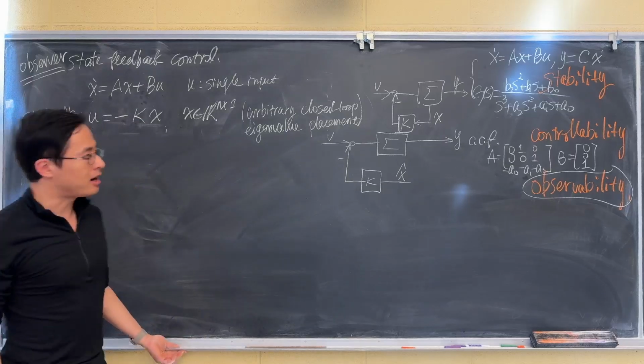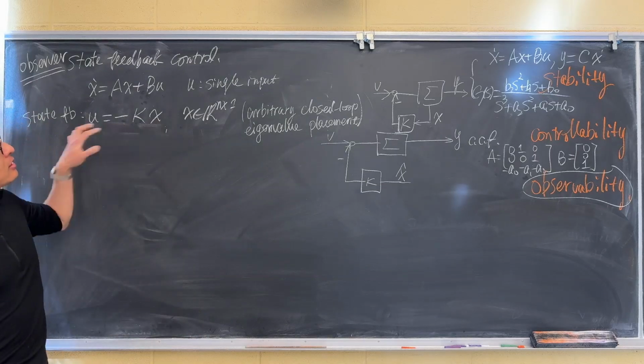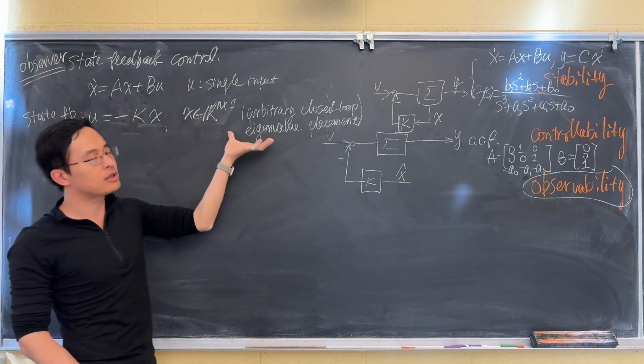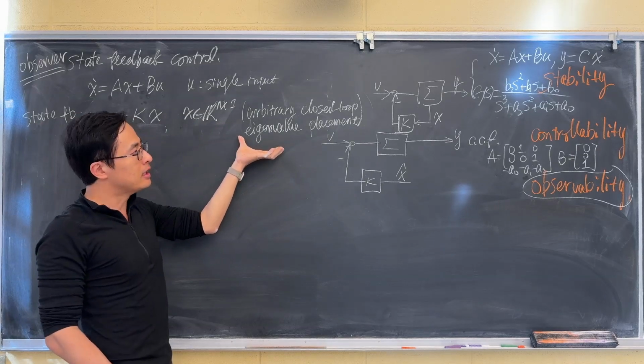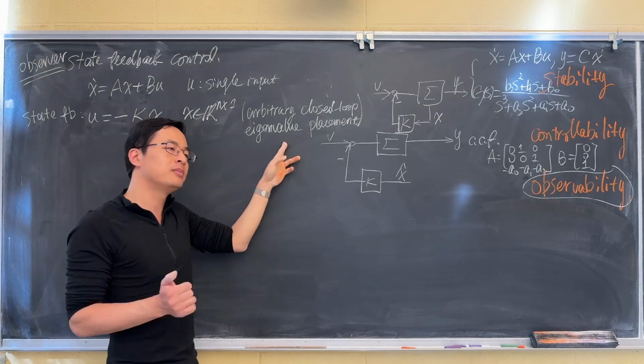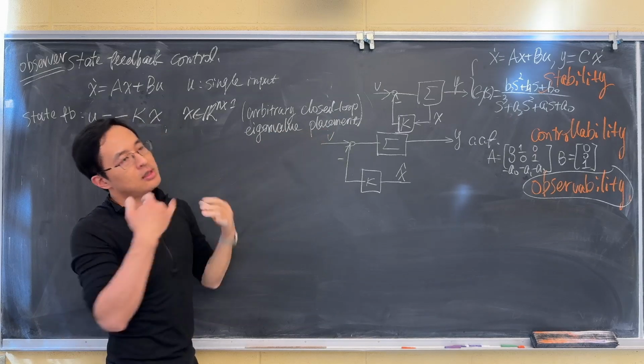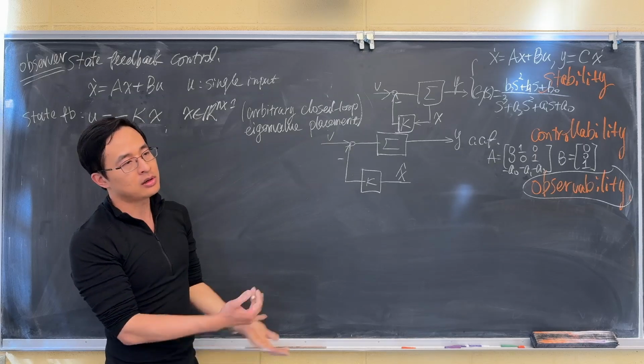Here is where we are. We now know that state feedback is really powerful. It can give us arbitrary closed-loop eigenvalue placement. This is not just important for stability. If you can place the eigenvalues arbitrarily, you can get better tracking as well, not just better stability.